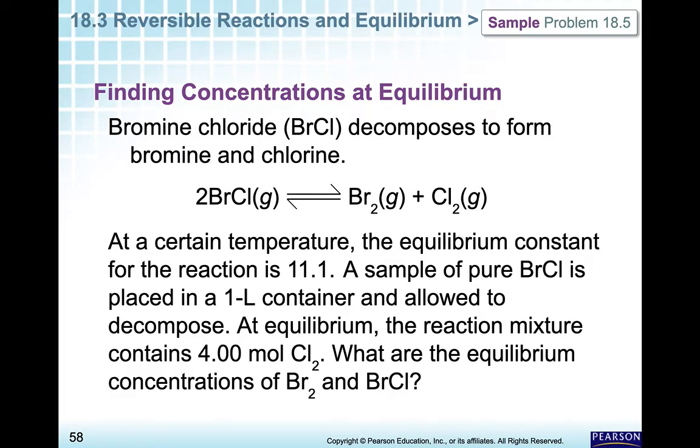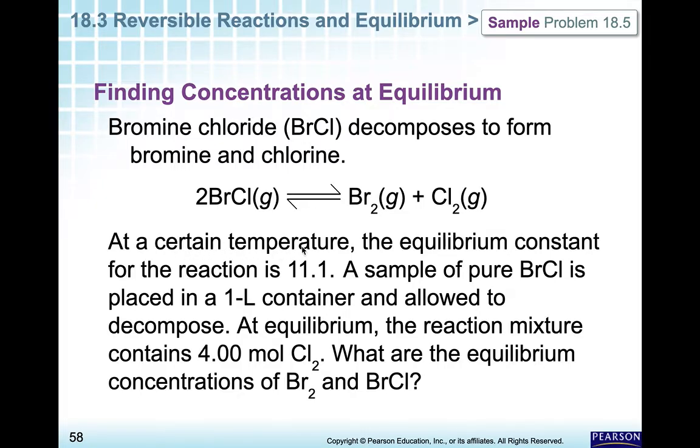Alright, one more example. This time we've got bromine chloride gas decomposing to form bromine and chlorine. So we start with this balanced equation. We've specified that all phases here are gases. And now for our given information. At a certain temperature, the equilibrium constant for the reaction is 11.1. So this time we're given K.